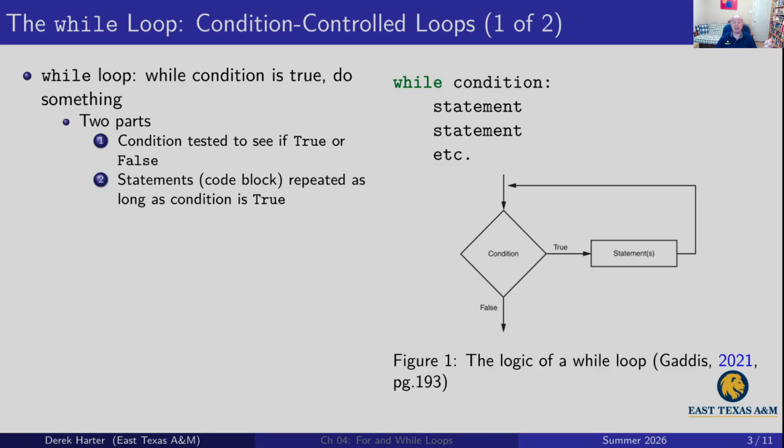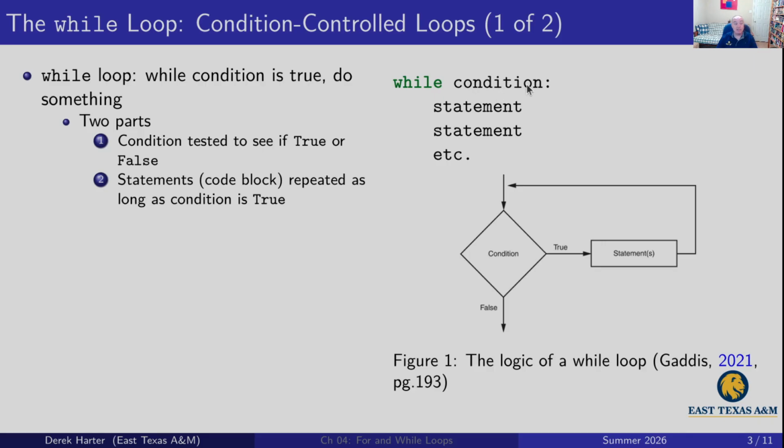So in Python, there are two basic looping structures. The while loop is what you should use if you have a condition controlled loop. A while loop basically keeps doing the statements in the block. Over here is the syntax for our while loop.